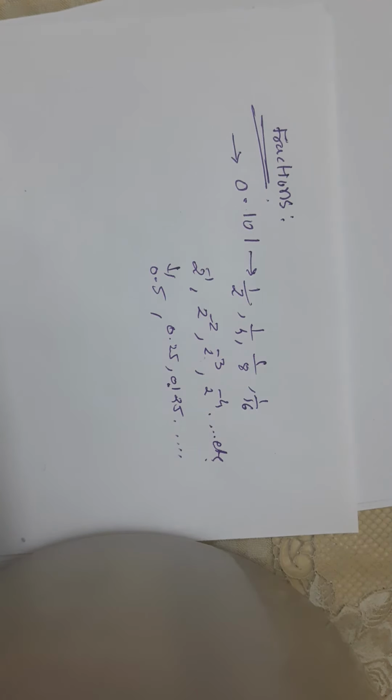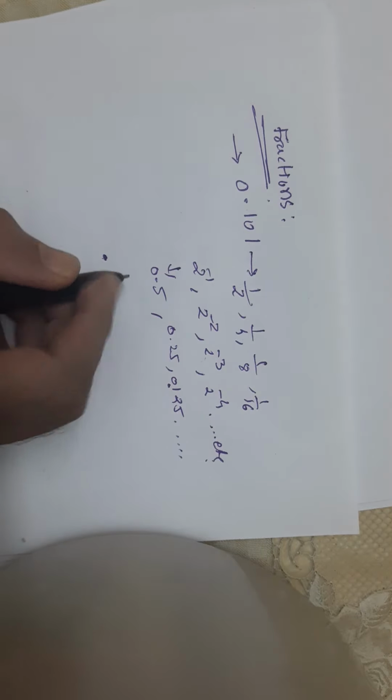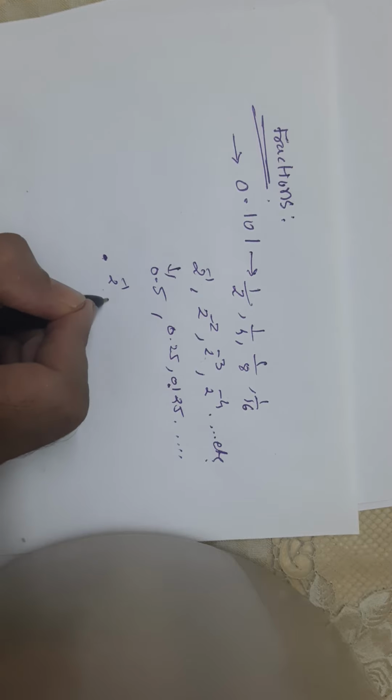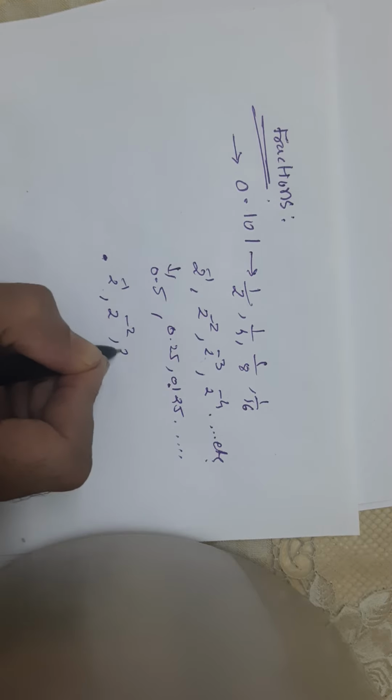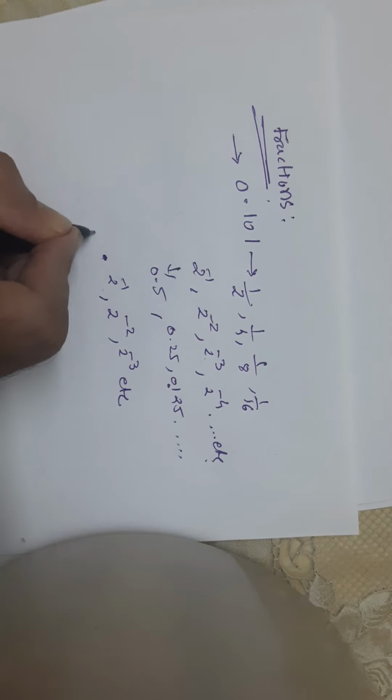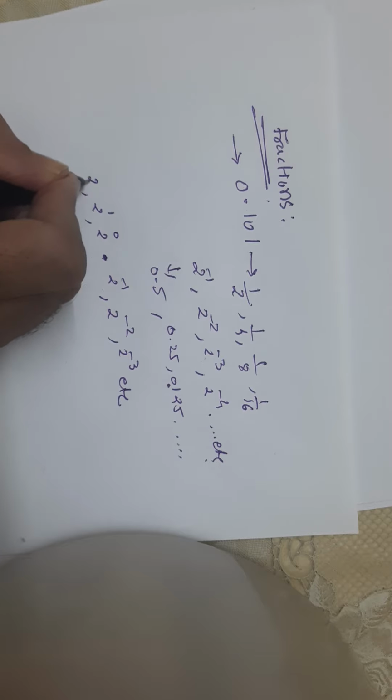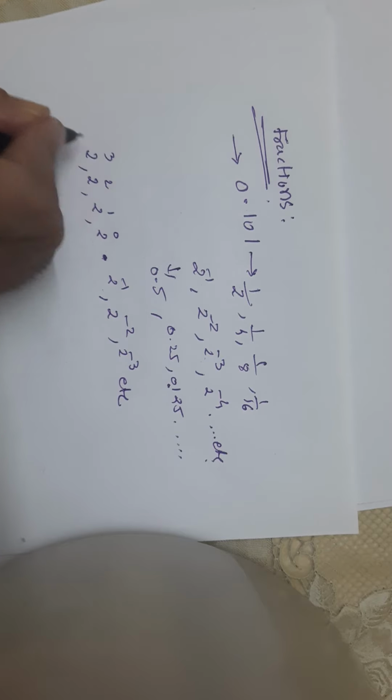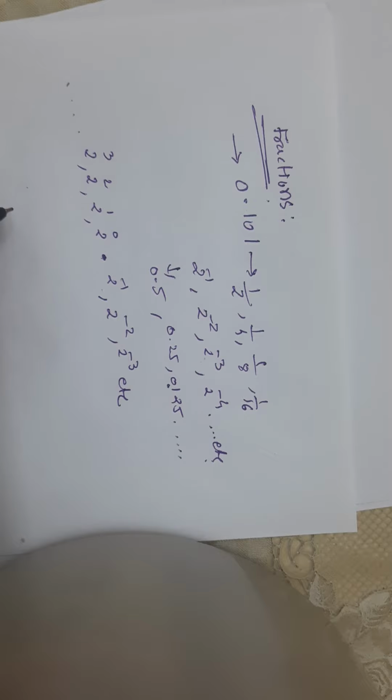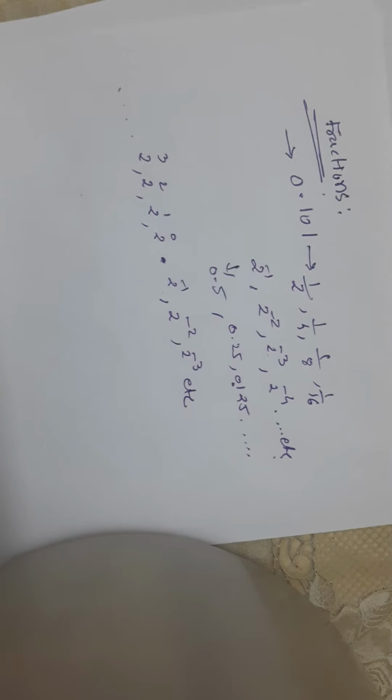So if we want to convert a binary mixed number, handle each part according to the rules just developed. The weightage for a mixed number are 2 raised to minus 1, 2 raised to minus 2, 2 raised to minus 3, etc., and 2 raised to 0, 2 raised to 1, 2 raised to 2, 2 raised to 3, etc. Right?